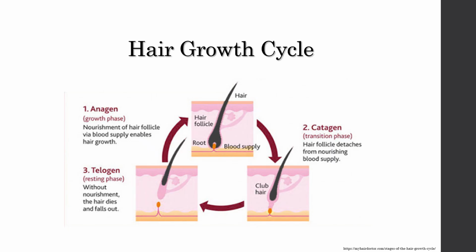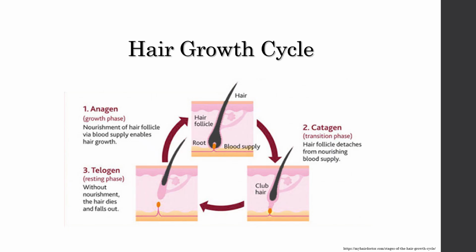Catagen, which is the transition phase. This is short but important. The follicle begins involution, essentially shrinking and disconnecting from its blood supply. Think controlled regression. Then telogen. This is the resting phase. The follicle is quiet. Eventually, the club hair is shed and the cycle restarts.